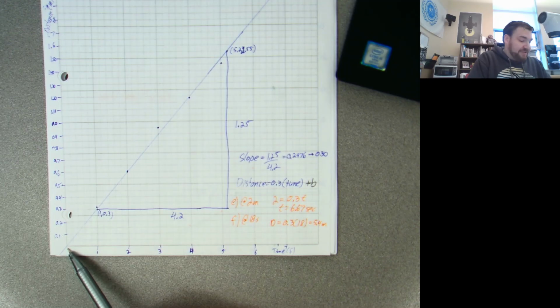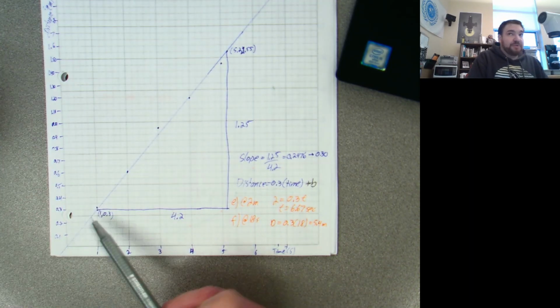My b value happened to be 0, because that certainly looks like it goes through 0, 0 to me, but yours might not be. If your line of best fit looked anything different than mine, you'd have a value that it goes through.